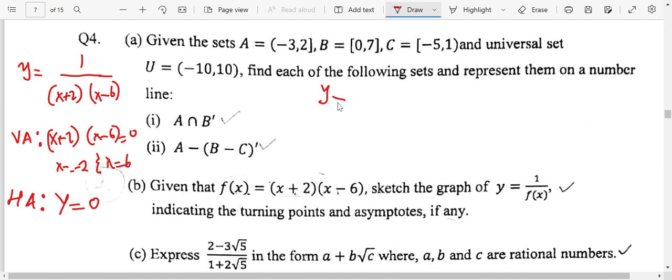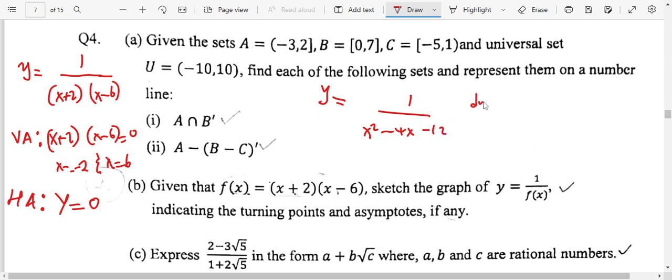Okay, so I'm going to write it as y is equal to 1 divided by the denominator, multiply x times x, that will be x squared. x times negative 6, that will be negative 6x. 2 times x, that will be 2x. Negative 6x plus 2x to be negative 4x. Then 2 times negative 6, that will be negative 12.